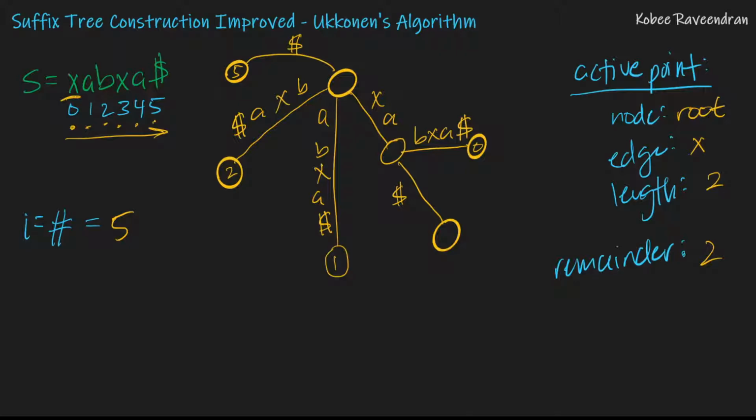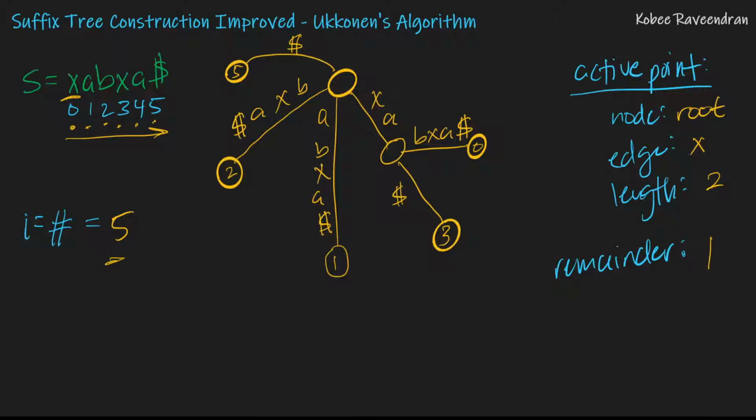And to find out where that started, you can just take the iteration or current end you're at, subtract the remainder, that gives us 3. And you can verify that now we've added the suffix xa$, which starts at index 3, right here. So now we resolve that suffix, which means, again, we decrement our remainder down to 1.